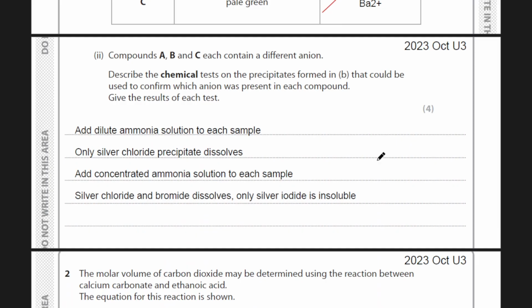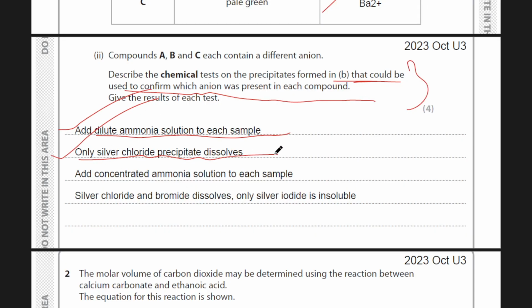They said compounds A, B, and C each contain a different anion. Describe the chemical tests on the precipitates formed in B that could be used to confirm which anion was present in each compound. I need to give the results of each test. First of all, add dilute ammonia solution to each sample. Only the silver chloride precipitate dissolves. Obviously, this is very important.